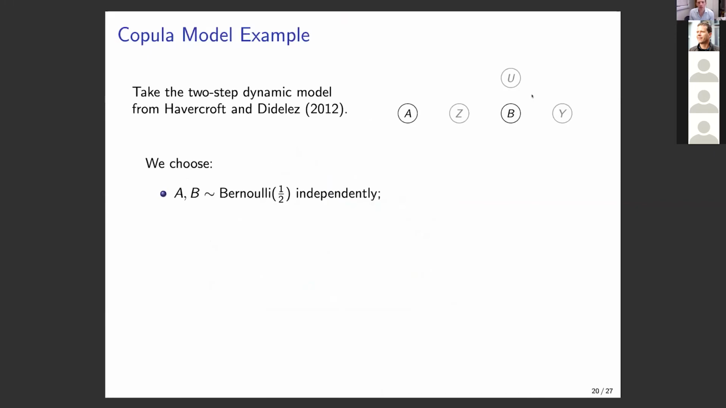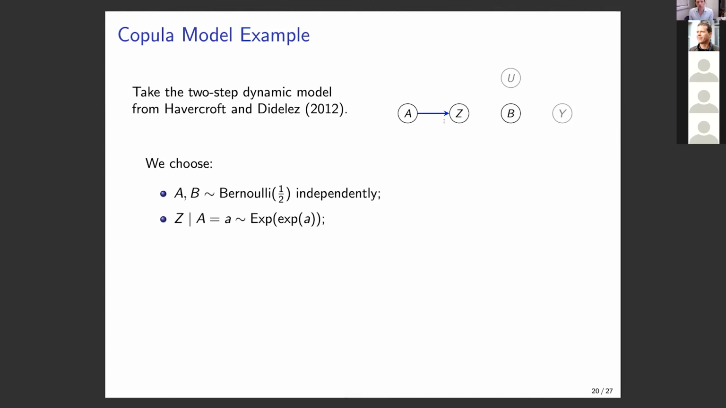Here's a specific example that's related to the running example that we've been looking at. Again, we're going to consider this two-step dynamic model from the paper by Havercroft and Didelez. We're going to pick A and B to be binary treatments. Initially in P star, we'll pick them to be independent, and their value is 1 with probability a half. So they're Bernoulli a half random variables.